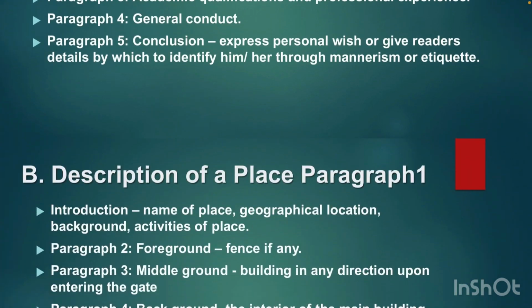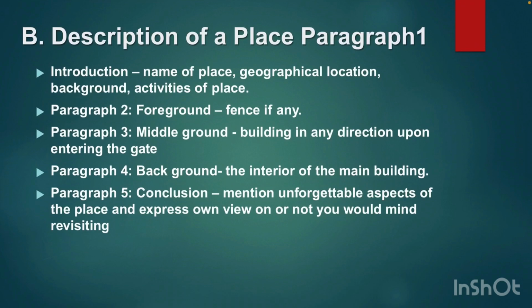Now, how can you describe a place? When describing a place, in paragraph 1, this is where you have the introduction. In the introduction, you write the name of the place, geographical location, where it is found, the background and activities of the place. Then in paragraph 2, this is where you talk about the foreground, the fence, if any. So you have started from the geographical location where the place is found. Now you are slowly entering into the details of this place.